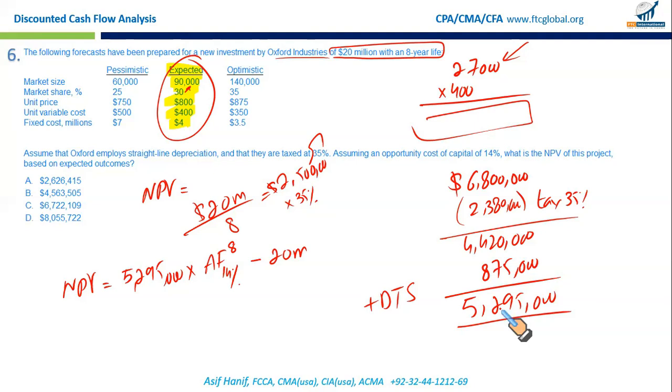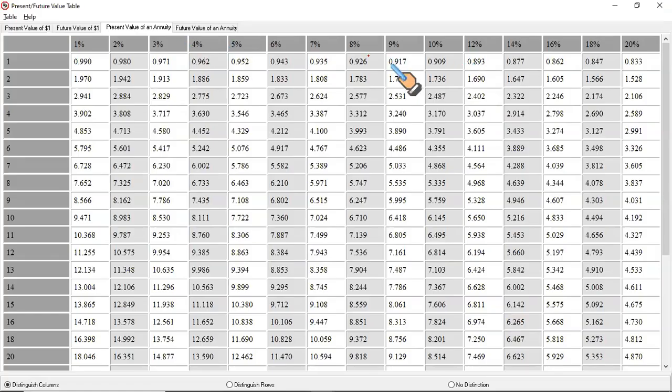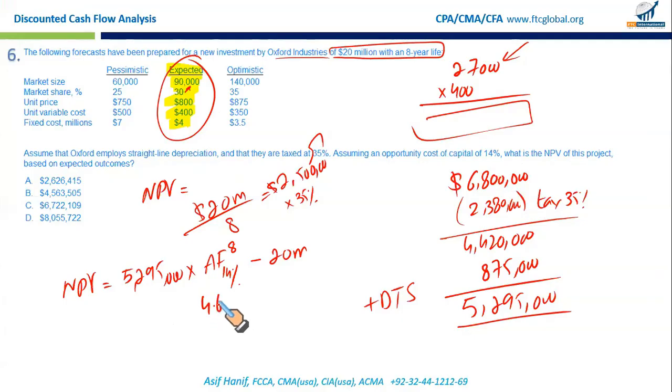So if you take the annuity factor for 8 periods at 14%, this is 4.639. So 4.639 multiplied by 5295,000 less 20 million gives you an NPV of 4563505. So this is the process you use with conventional tables. You need the annuity factor and the initial investment, and you then calculate the NPV.